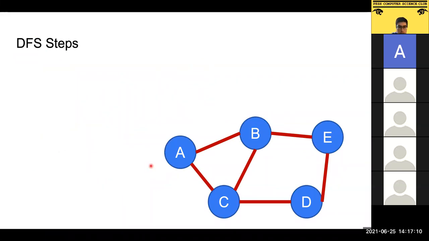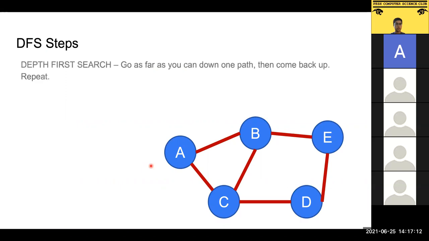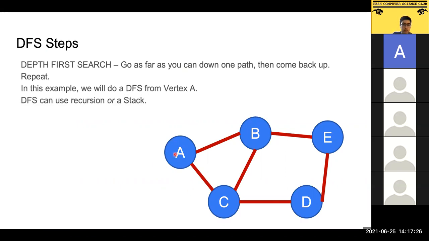So a DFS. Remember, a DFS is a depth-first search. We're going to go as far as we can down one path, then come back up and repeat. In this example, we will do a DFS from vertex A. A DFS can use recursion or a stack. So remember, with BFS, we have to use a queue. With DFS, we can use a stack, which is a similar sort of data structure, but slightly different. Or we can code it using recursion.